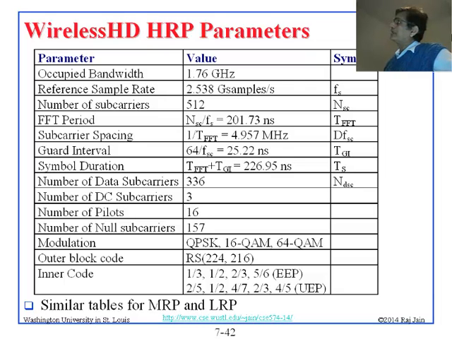So number of data carriers. Out of 512, 336 are data carriers, 3 are DC carriers, and 16 are pilots. So I have already explained to you what a pilot is. What is a pilot? Yeah, to estimate the channel. To send in the pilot, you just send a well-known sequence, and at the other end you figure out how good that channel is.